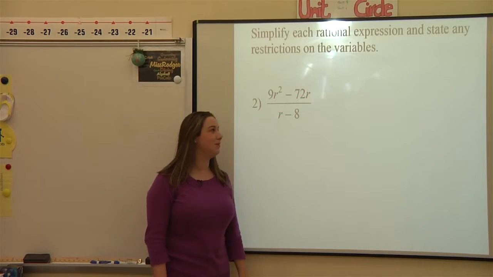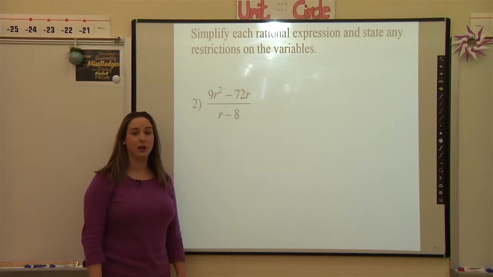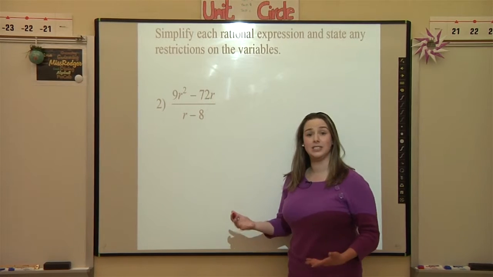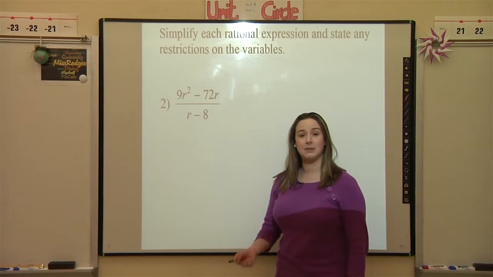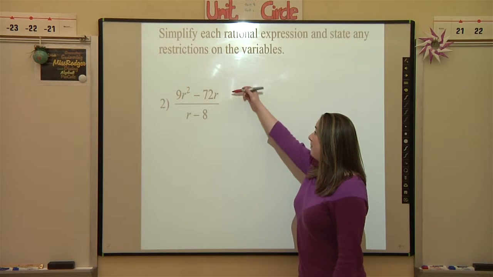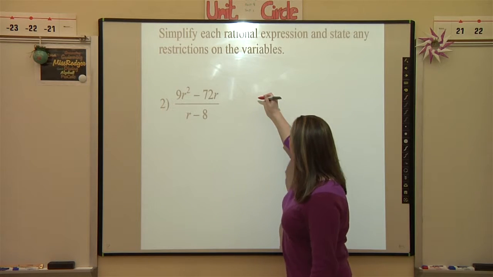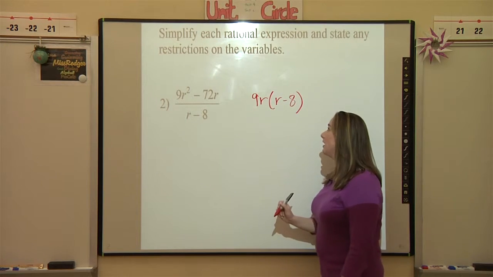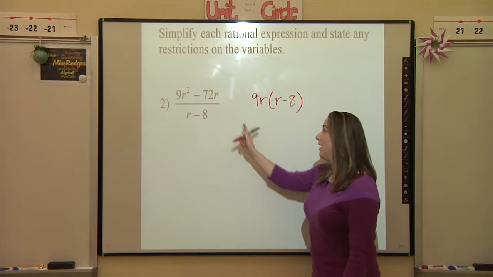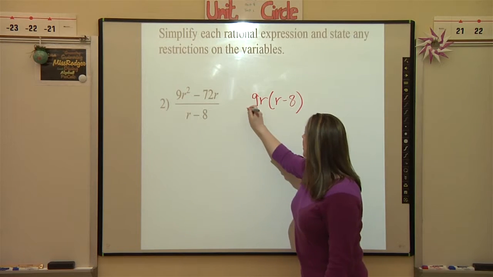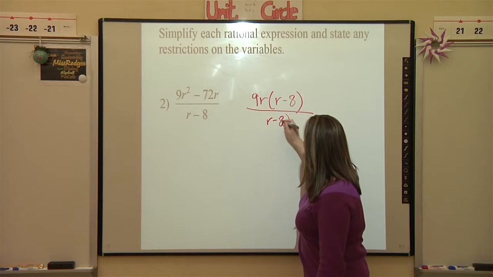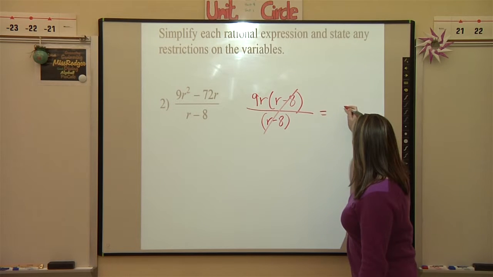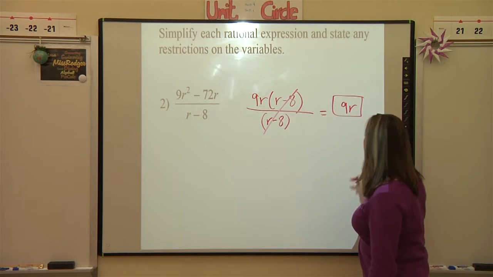Let's take a look at our second problem: 9r squared minus 72r all over r minus 8. Again, we want to think about what strategies we can use to simplify this. One of the strategies is going to be to factor the polynomial. In the numerator, if I factor out a 9r, I'm going to have 9r times the quantity r minus 8. In the denominator, I'm going to have an r minus 8. As you can see, those are going to cancel out, which actually works out very nicely. And my final answer is going to be 9r.